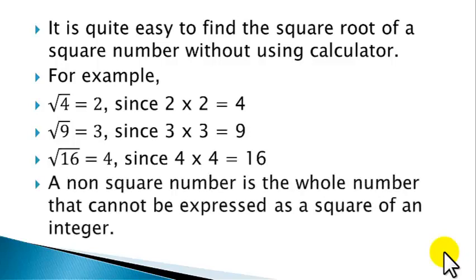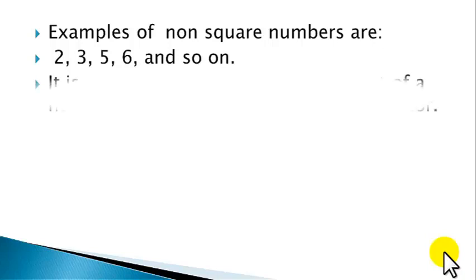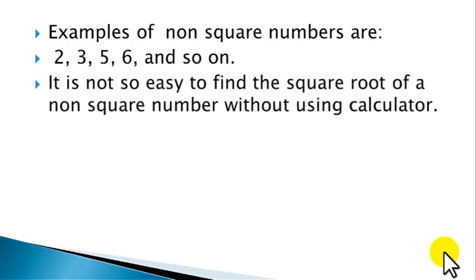A non-square number is a whole number that cannot be expressed as a square of an integer. Examples of non-square numbers are 2, 3, 5, 6, and so on. It is not so easy to find the square root of a non-square number without using calculator. However, some mathematicians have developed techniques on how to estimate the square root of such numbers.